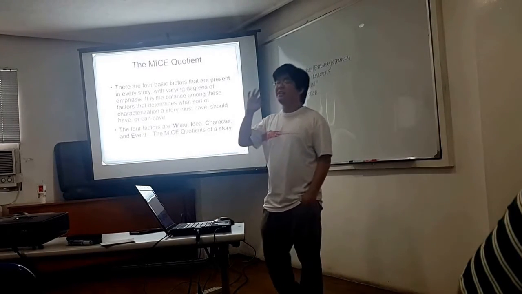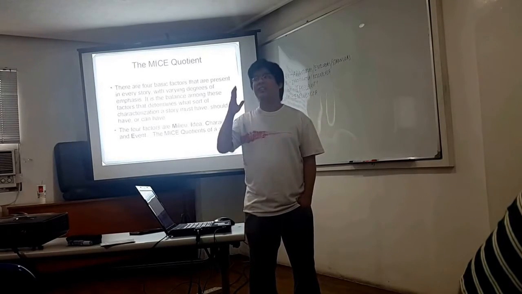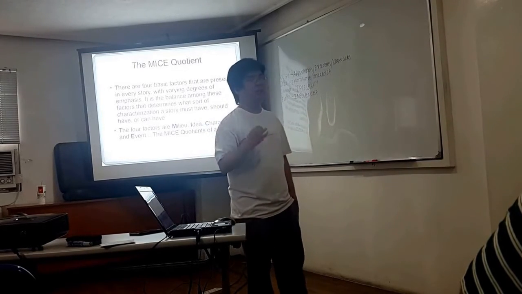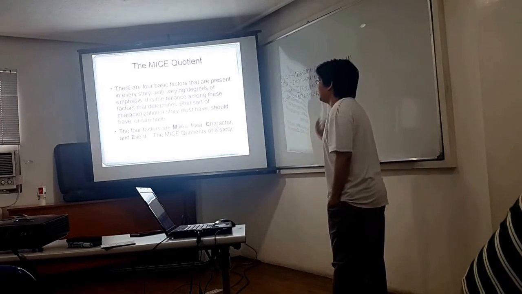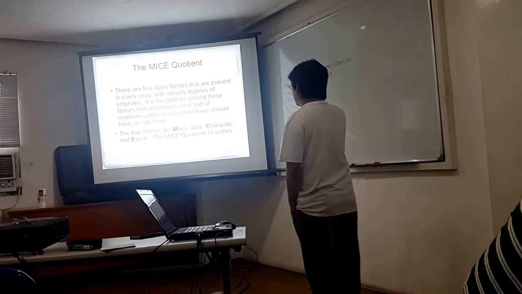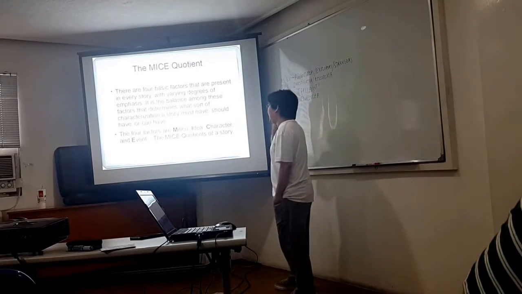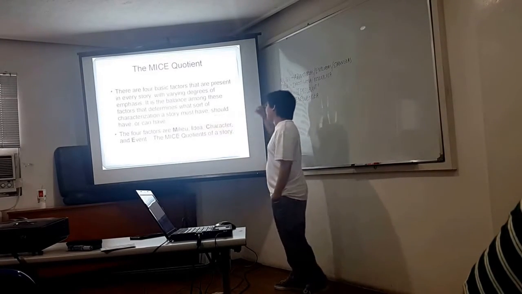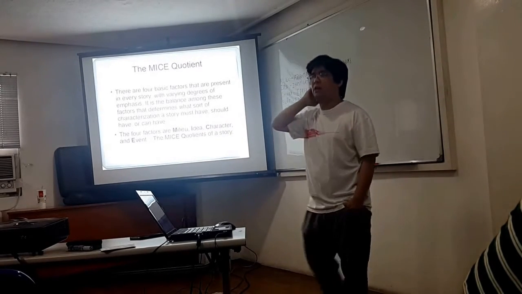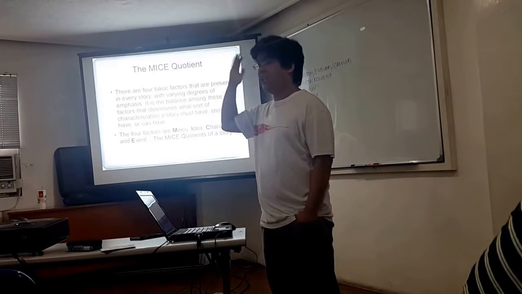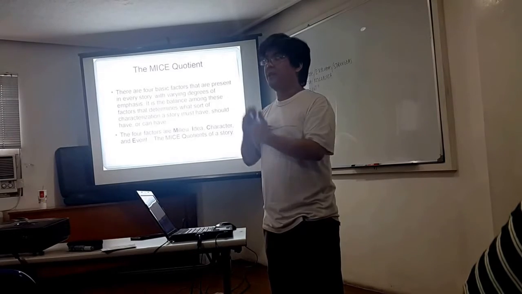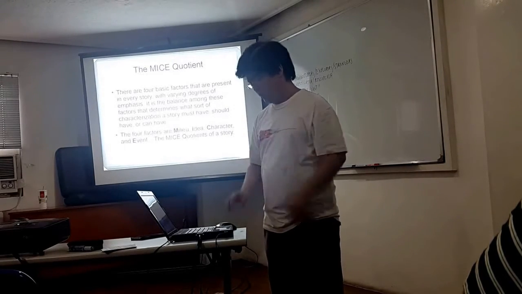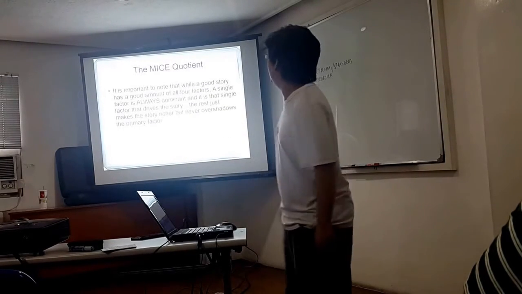In other words, if you know what type of story you have, you know not just what to put in, but what not to put in. We're talking about lean stories here. So the four factors, according to Orson Scott Card, are the milieu, the idea, the character, and the event. M-I-C-E, the MICE quotients of a story. Now, all stories have different degrees of these, but we're going to talk about them and the focus of each. So let's start with milieu stories.